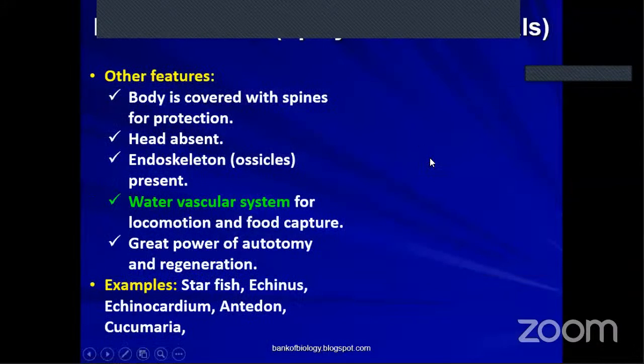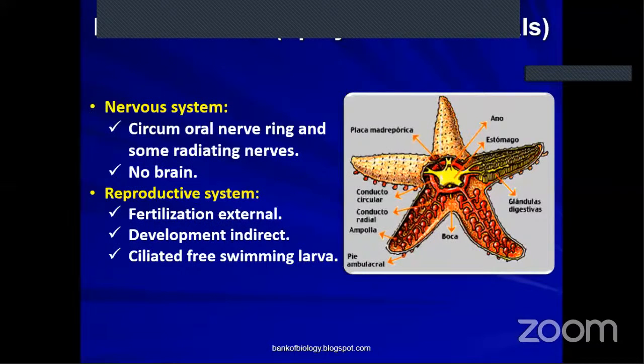Then coming to the nervous system. The nervous system has a circumoral nerve ring. That means around the mouth they have a nerve ring and some radiating nerves into the arms, and no brain. This is very important. They don't have an aggregation called a brain. In the reproductive system, fertilization is external, development is indirect. Ciliated free swimming larva. So remember this, students, it is important. Take it down.